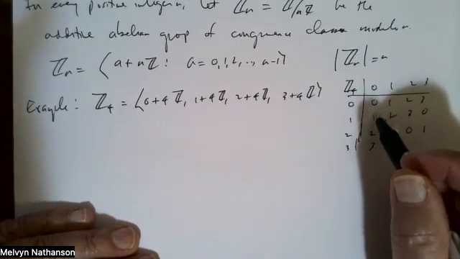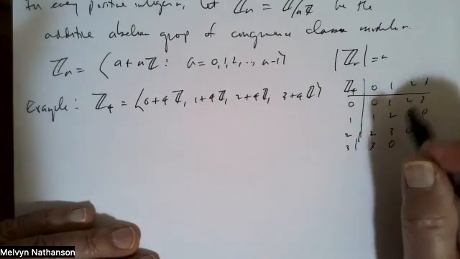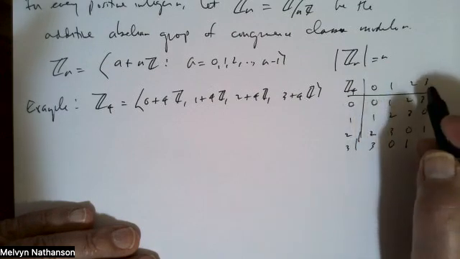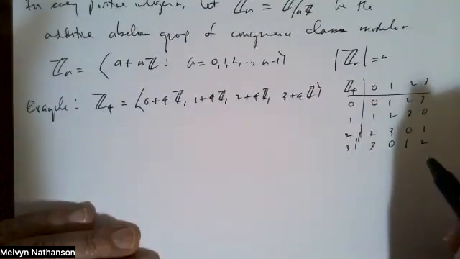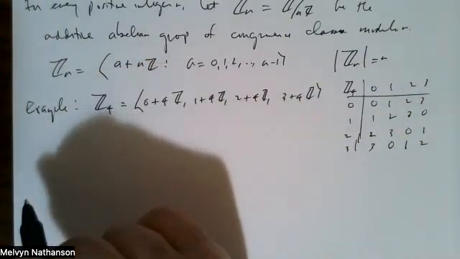3 plus 0 is 3. 3 plus 1 is 4, which is 0. 3 plus 2 is 5, which is 1 mod 4. 3 plus 3 is 6, which is 2 mod 4. That's the addition table. This is a group of order 4.